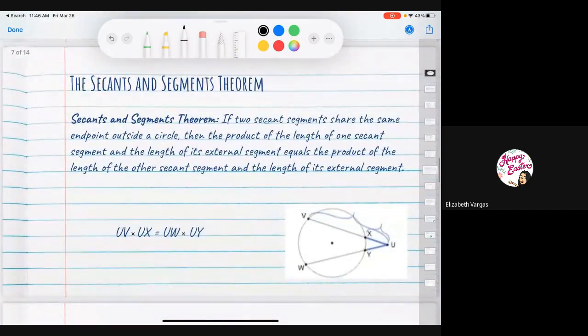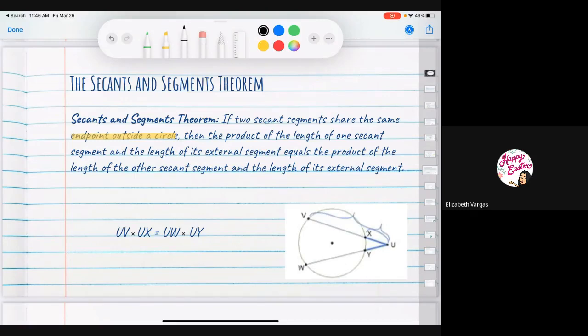Now we have the secants and segments theorem. This one says, if two secant segments share the same endpoint outside of the circle, so that endpoint has to be outside of the circle, then the product of the length of one secant segment and the length of its external segment equals the product of the length of the other secant segment and the length of its external segment. That sounds like a mouthful.